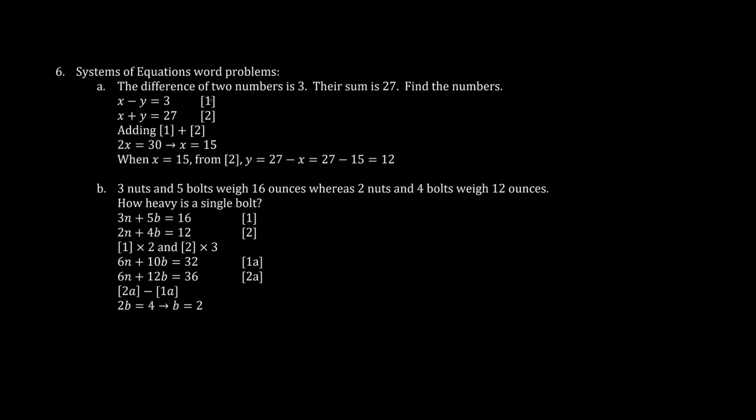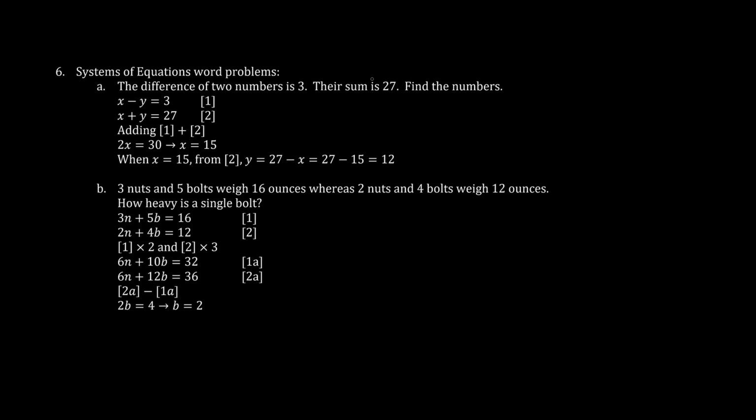For part A, we're talking about two different numbers. Let's call these numbers x and y. And the English is such that the difference of the two numbers is 3. So x minus y is 3. We'll suppose that x is the larger number, and we'll call this equation number 1.